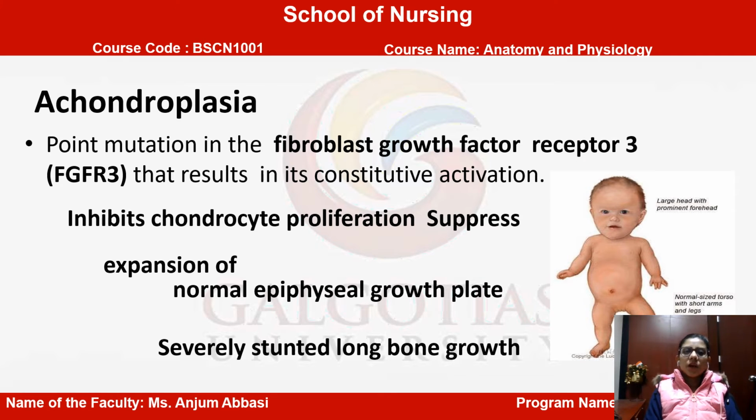Next you can see achondroplasia. In this baby you can see the bow leg. The bone is not straight, the bone is not healthy. Because of that only, the bone has been bowed, bone has been bent.